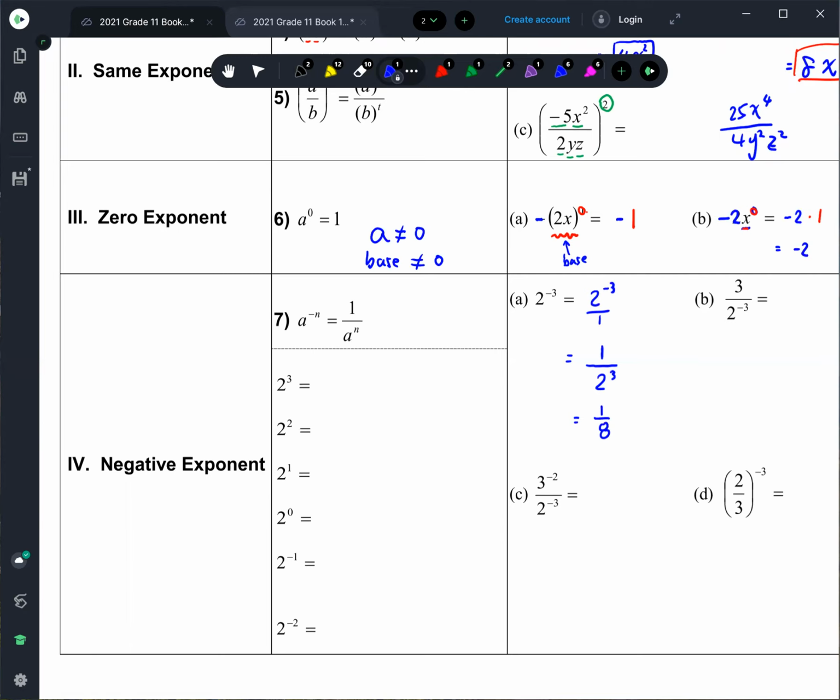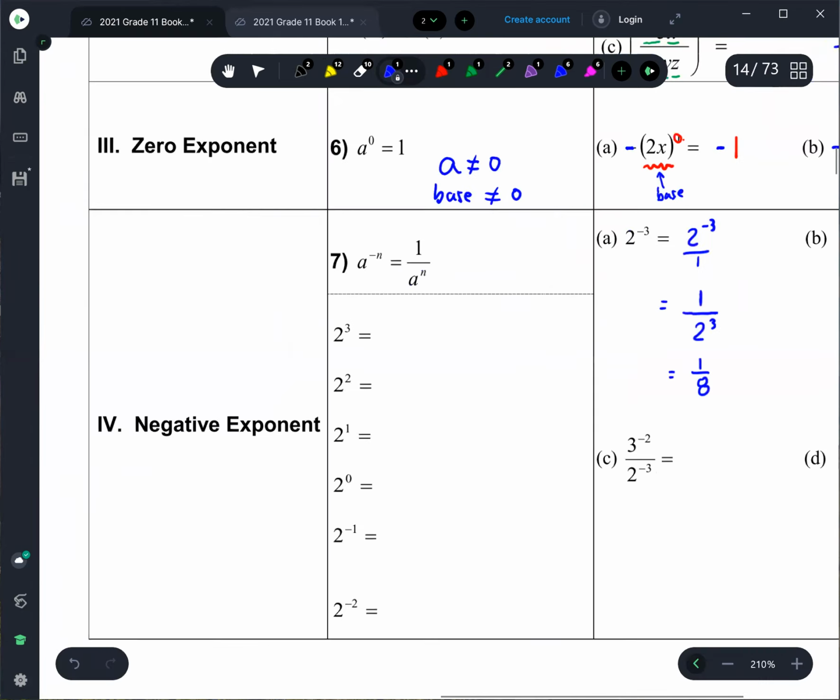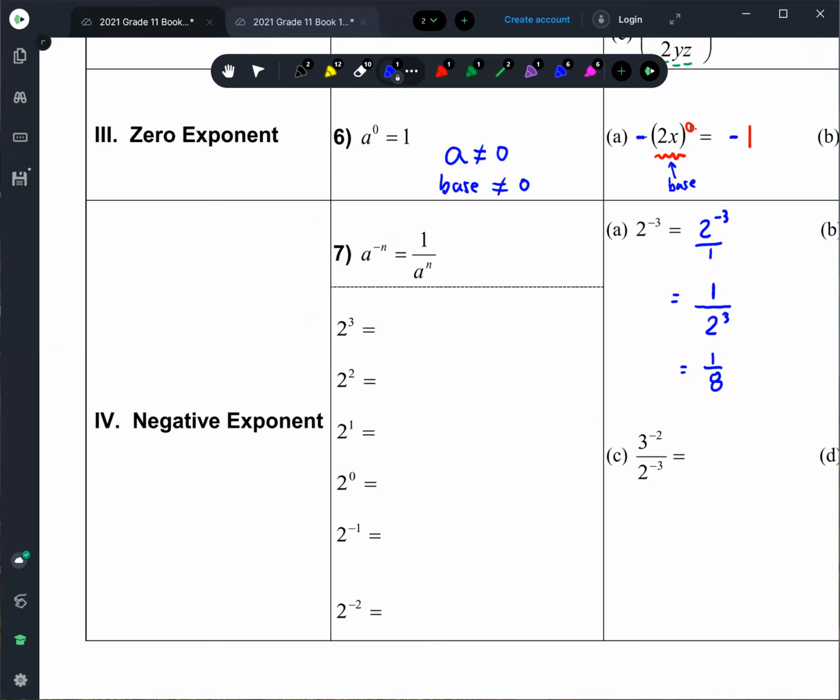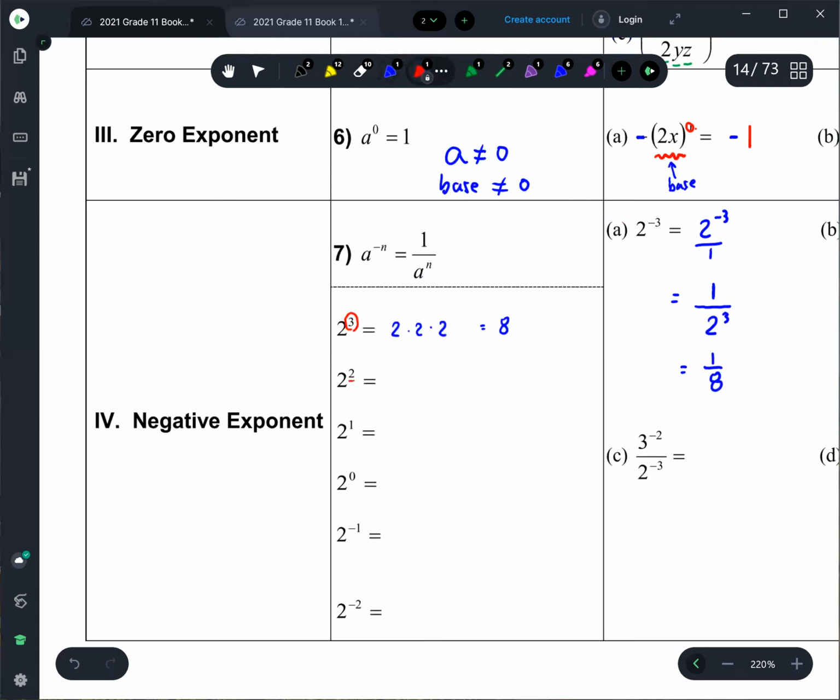So how come you would do that? Why does a negative exponent make it move to the other side? So here I have a list. On the left side, I have a list of exponents, right? To help you see the pattern. So for example, I start with 2 to the 3, it will be 2 times 2 times 2, right? Give you 8. If I reduce the exponent, make it become 2, then that means you have 1 less 2 to multiply, right? So that gives you 4.